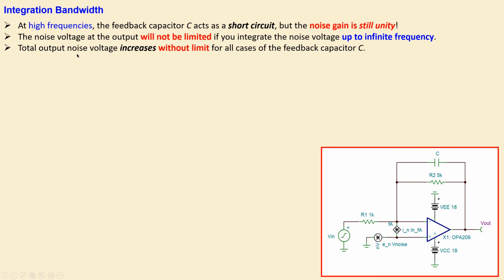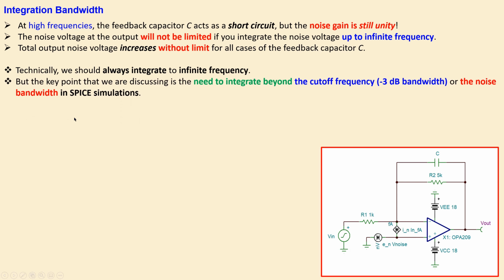The total output noise voltage increases without limit for all cases of this capacitor. It doesn't matter, it only depends on the frequency. So technically, in theory, we always need to integrate to infinite frequencies. But we want to have the following discussion. The key point is that we need to integrate beyond the cutoff frequency, because we have that conversion factor of the brick wall conversion going from the signal gain to the noise gain.